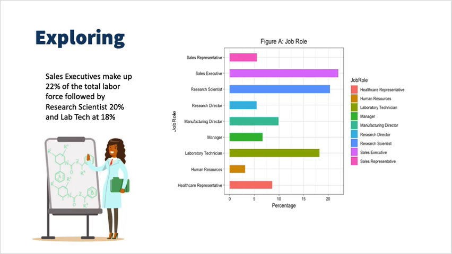The illustration on the right shows a distribution or count of employees by job role and job description. As we can see, sales executives make up 22% of the labor force, followed by research scientists at 20% and lab technicians at 18%.